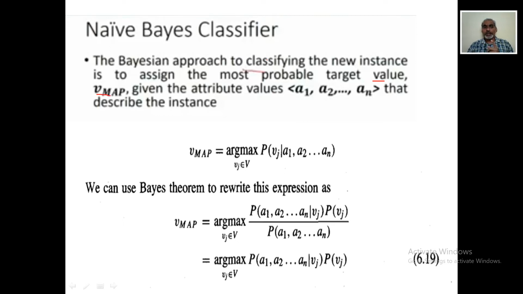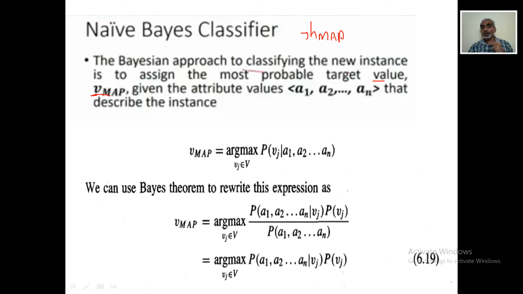So in the previous section, we were calling H MAP, the most a priori hypothesis. There we denoted the hypothesis as H. Now we are denoting it as V. Why V? Because we are looking into the output, that is, yes or no, whether you can play tennis or not.